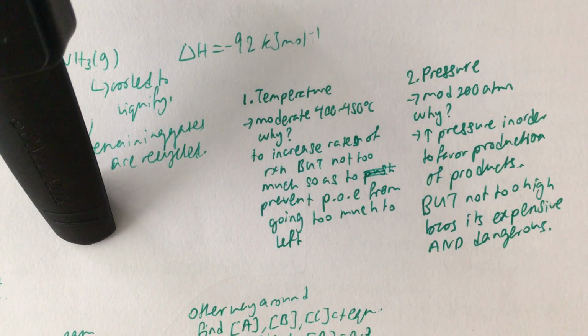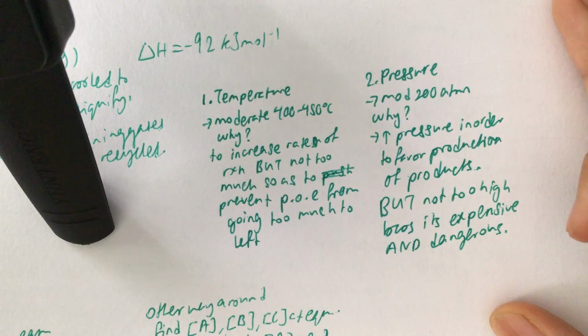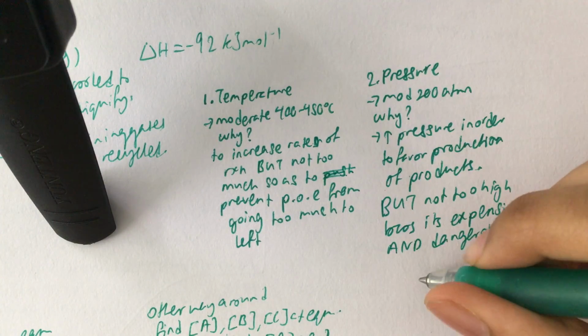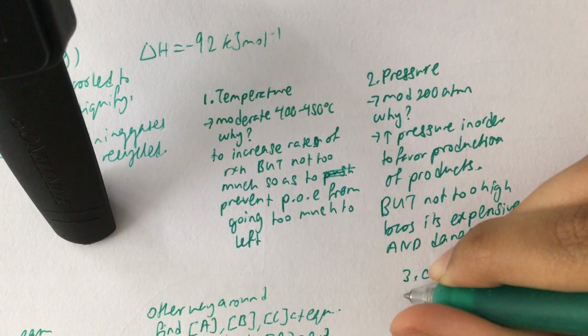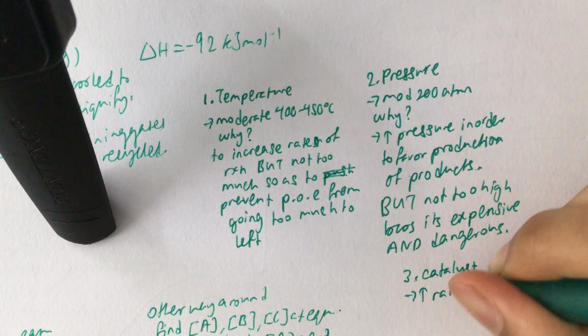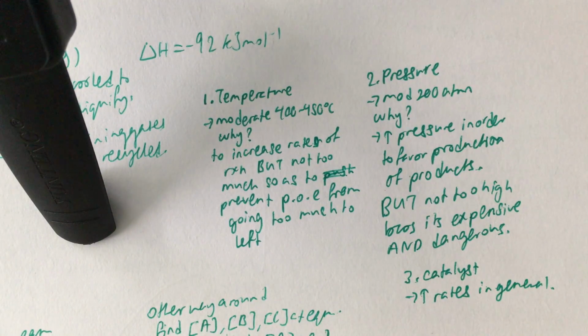And the third one is the iron catalyst, and the reason why a catalyst is used is to increase the rate of the reaction. Of course, the rate of both forward and reverse reactions will be increased, but the point is just to increase the rate. It's the same reason why they have the temperature at 400.